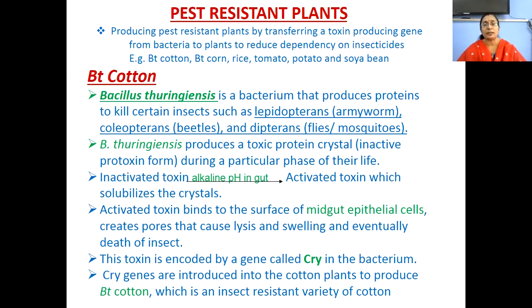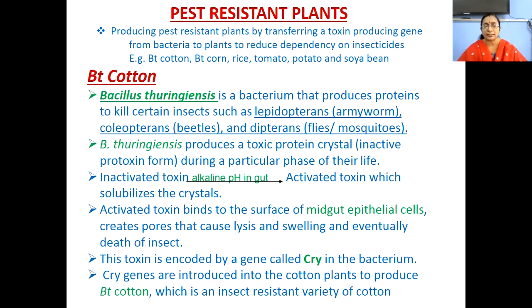The most important application is to produce pest resistant plants, because that is one of the most important factors that reduces our productivity. Generally we produce pest resistant plants by taking particular genes which will produce toxins from other bacteria and introducing them into plants, so that the organism that feeds on this plant will die because of the toxin. So we have developed many pest resistant varieties like BT cotton, BT corn, rice, tomato, potato and soybean. One example we will see is BT cotton.